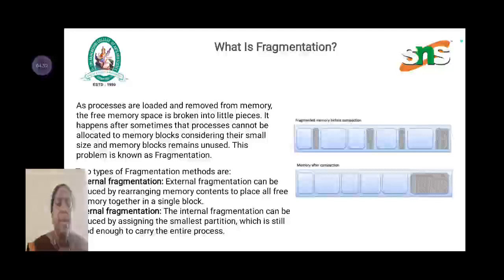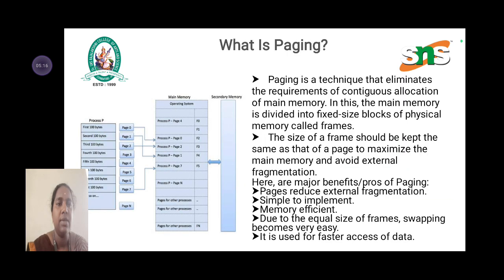Fragmentation. As processes are loaded and removed from memory, the free memory space is broken into little pieces. It often happens that processes cannot be allocated to memory blocks because of their small size, and the memory blocks remain unused. This problem is known as fragmentation.